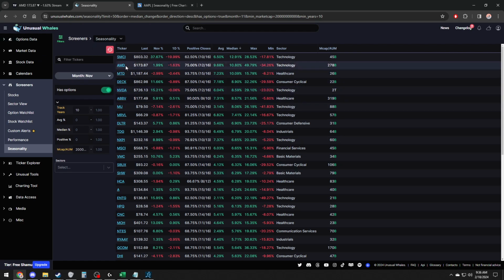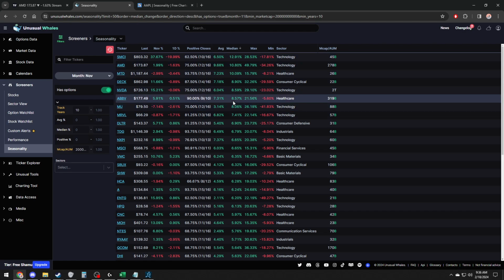You go onto this website, Unusual Whales, you go into the seasonality screener, and then you can put in a couple parameters, such as you want to track 10 years minimum, you want to look at stocks above $20 billion in market cap, and then you can sort by the median percentage gain. Because with options, I want to get a good enough gain in the stock price within a certain period so that my option will pay out and the risk to reward will make sense.